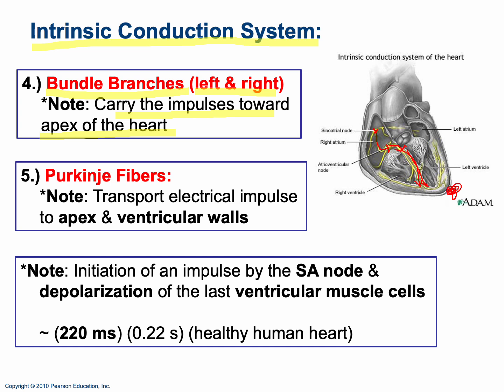And then the last structure here for the intrinsic conduction system is the Purkinje fibers. And they're important for transporting the electrical impulse ultimately to the apex and the ventricular walls. So we take a look at that here, and the Purkinje fibers would be right here. So Purkinje fibers, and ultimately then we have that heart contraction. So extremely important to know the different parts of the intrinsic conduction system.